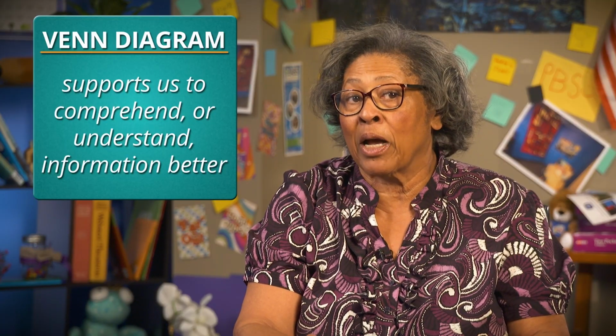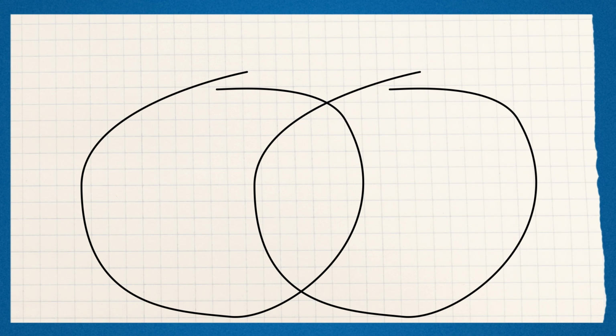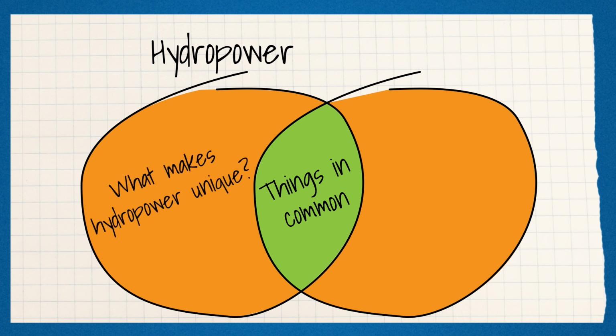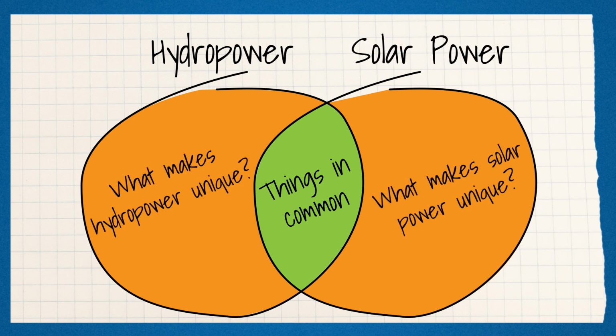After I share my information, we'll use a graphic organizer called the Venn diagram to help us compare. Using a Venn diagram also supports us to comprehend or understand our information better. A Venn diagram has two circles that overlap in the middle, where I will write what is alike or similar about the two kinds of renewable energy. In the parts of the circle that do not overlap, I will label one side hydropower and one side solar power, and record or write what is different about them.